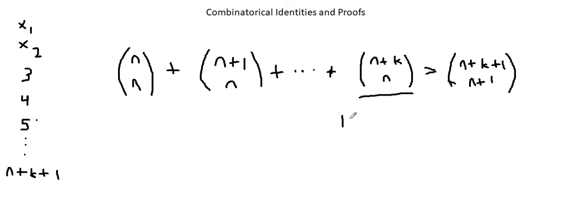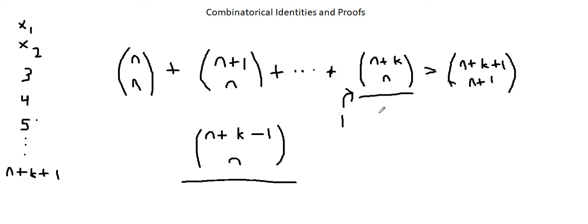Right? So now we only have n plus k objects because we already chose one, and we have to choose n of them. So that's what this equation is. The second equation should be n plus k minus 1, choose n. We already did all of the equations that start with 1. So let me just show you a basic example.